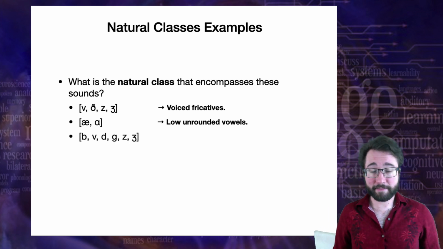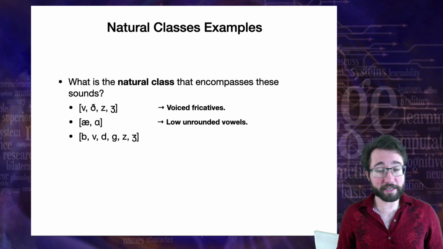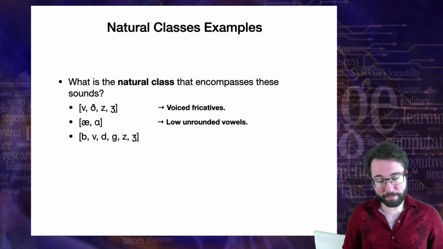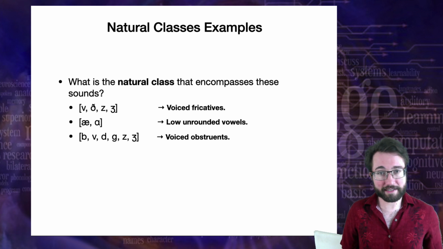How about this set? We have the stop b, we have the fricative v, we have the stop d and g, we have the fricatives z and zh. Now remember, what is the natural class that encompasses both fricatives and stops? That's right, it's obstruents. And are these all voiced or are they all unvoiced? They're all voiced. So this is the natural class that you would call voiced obstruents.